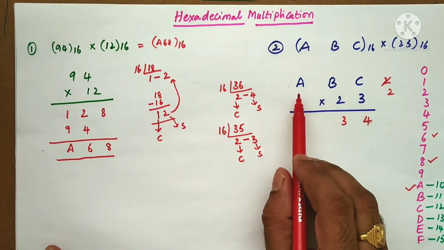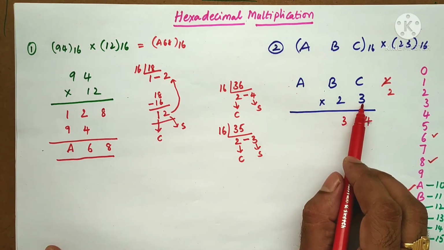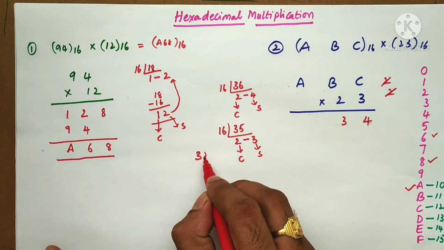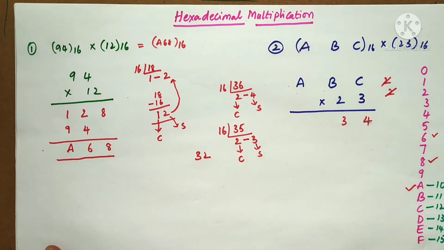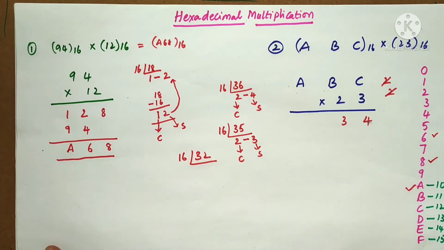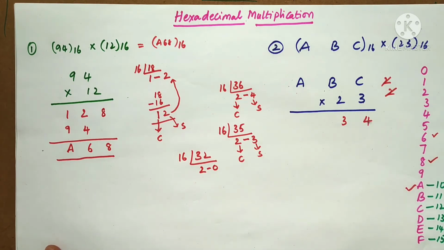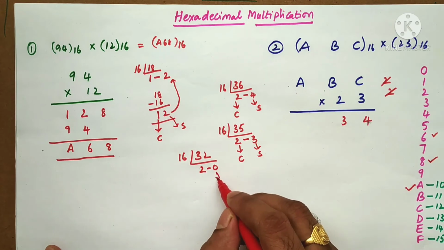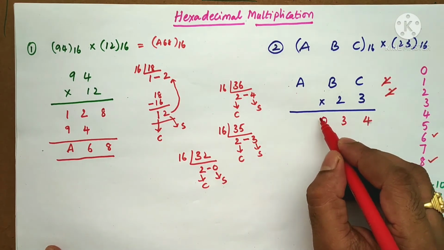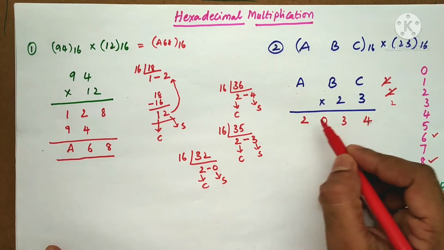Now 3 into A. A means 10. 10 into 3, 30. 30 plus 2, 32. 32 is not a hexadecimal number. It is a decimal number. So convert it into hexadecimal number by dividing with 16. So 16 2 is 32, remainder is 0. So this is sum and this is carry. So sum here and carry here. So there is no other term to multiply. Write carry here now.